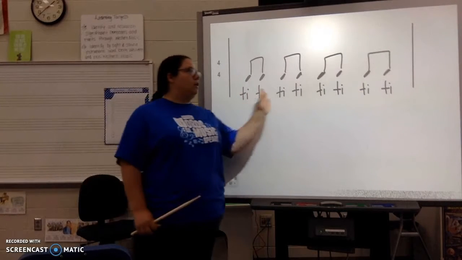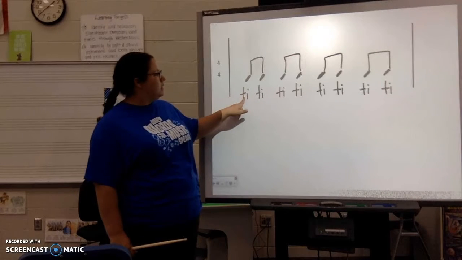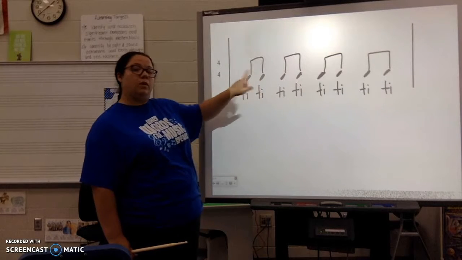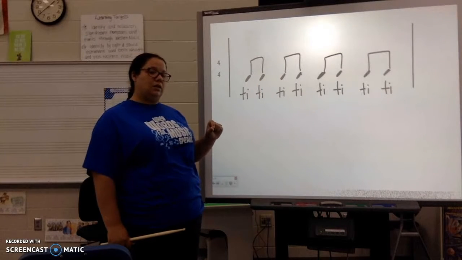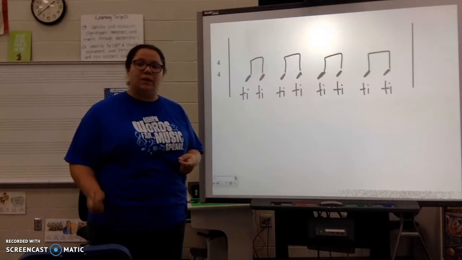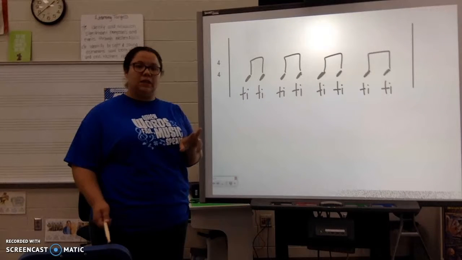So now we have, what are these called? Eighth notes. And each one of those eighth notes gets a T. Now, we have 2 notes for each beat, so it's going to sound a little different. So listen. For each steady beat that we have, I'm going to have 2 notes. They're going to sound like this. T, T, T, T, T, T, T, T.